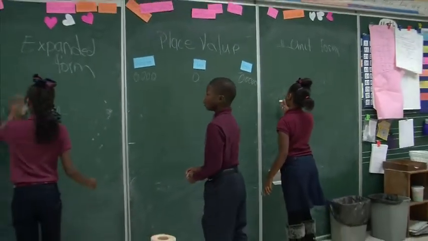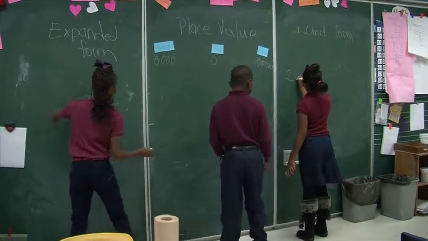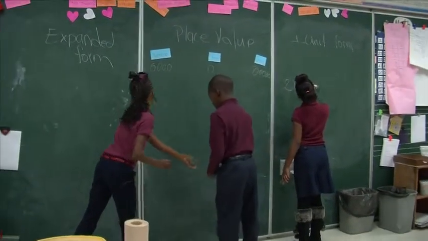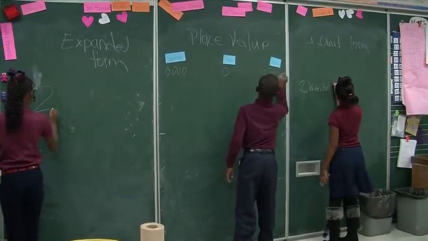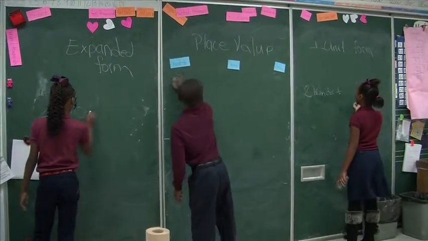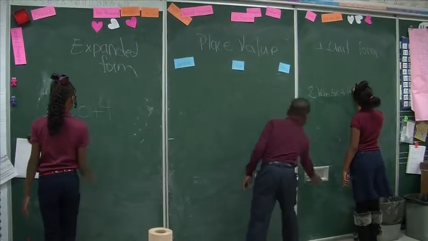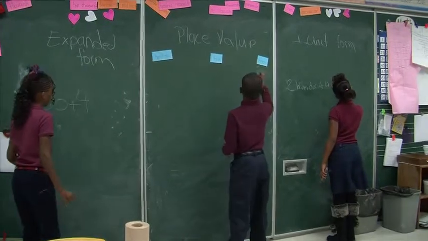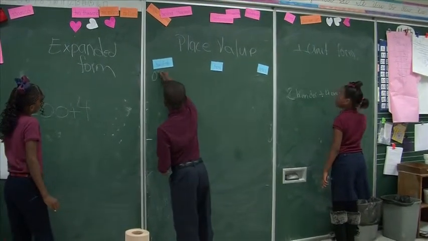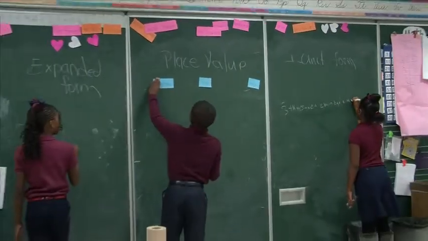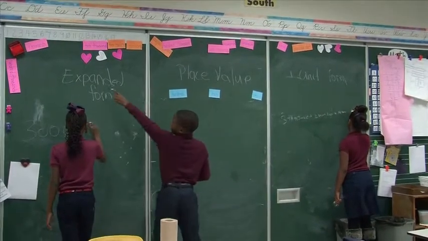Good job. 204. I need to make sure everybody at the table is going on your whiteboard. What's my number, class? 204. How many hundreds? 2.